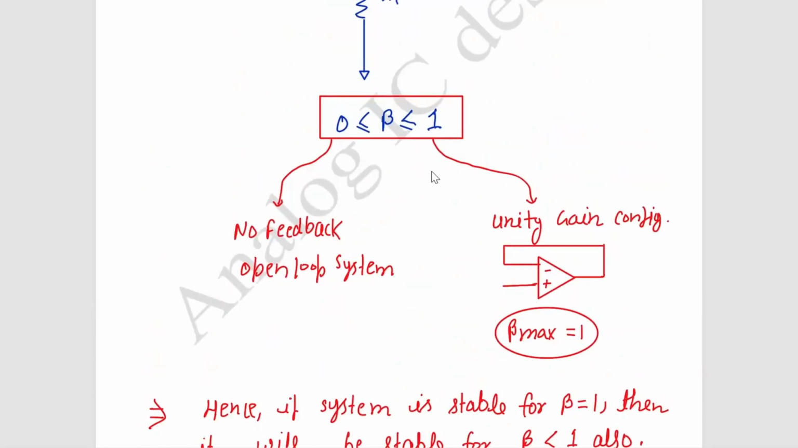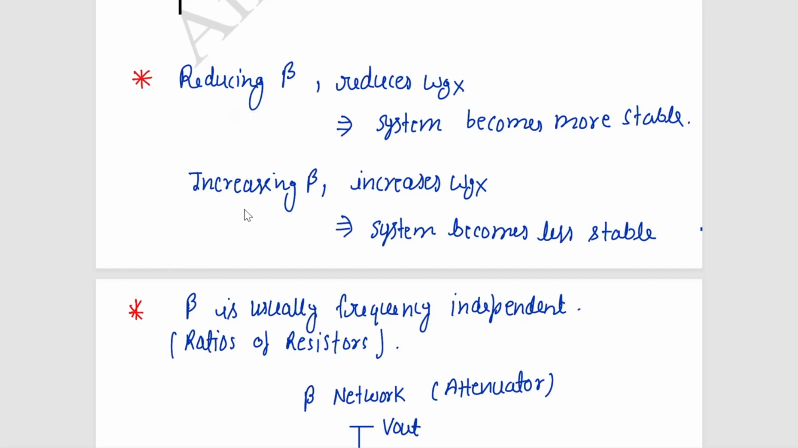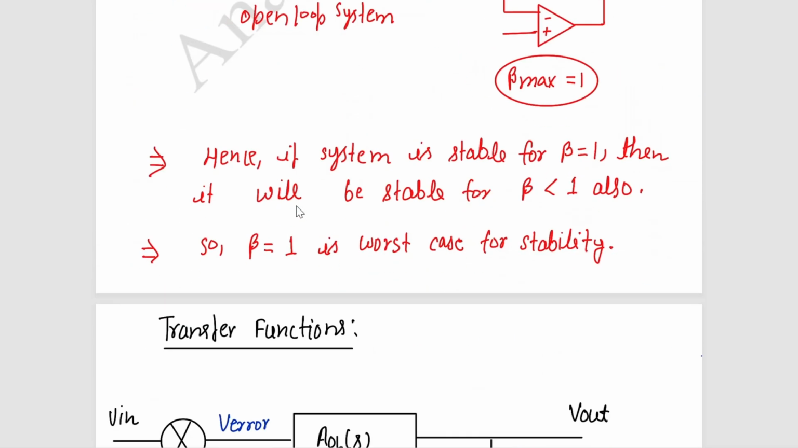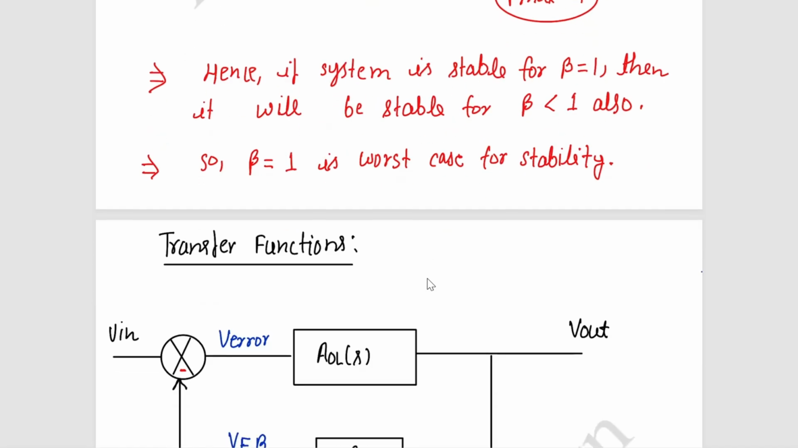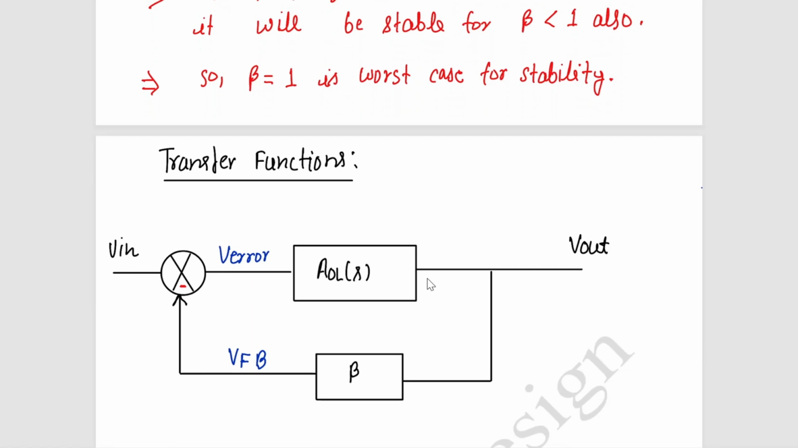So maximum beta value is 1, and we saw here that increasing beta increases gain crossover frequency and the system becomes less stable. So suppose your system is stable for maximum beta, then it will definitely be stable for less than beta max. So I have written here: hence if the system is stable for beta equal to 1, which is the maximum value of beta, then it will be stable for beta less than 1 also. So beta equal to 1 is the worst case for stability. Now let's see the transfer functions.